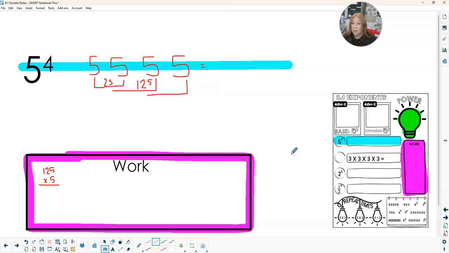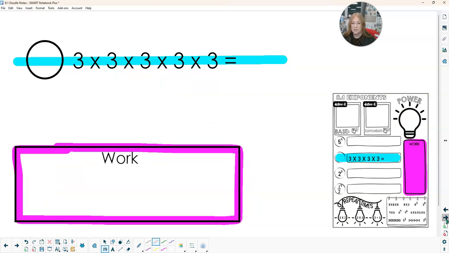So if you need to do this work, make sure you're doing it with me. 5 times 5 is 25. 5 times 2 is 10, 11, 12. 5 plus 1 is 6. So this is 625. We don't have any more bases. So my final answer is 625. We're not skip counting. We are multiplying.